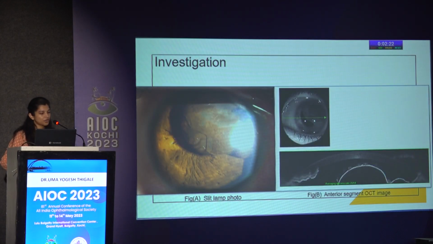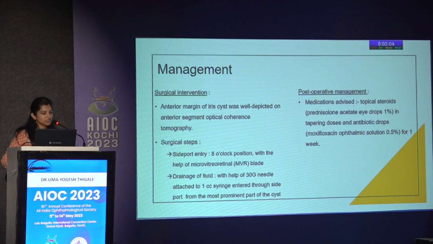This is the slit lamp photo of the left eye. It is showing an iris cyst extending from the superotemporal quadrant, reaching right up to the pupillary area. Anterior segment OCT done through the cyst shows an elevated lesion. The patient was managed surgically. The anterior margin of the iris cyst was well depicted on the anterior segment OCT.